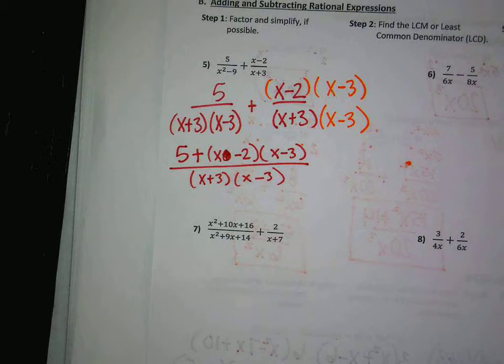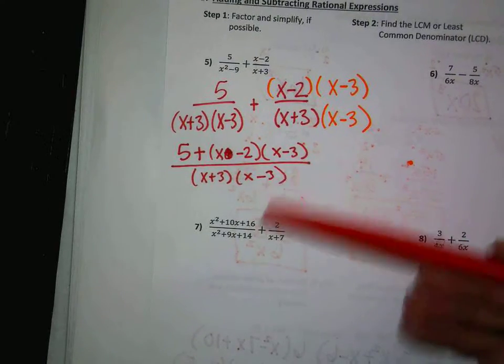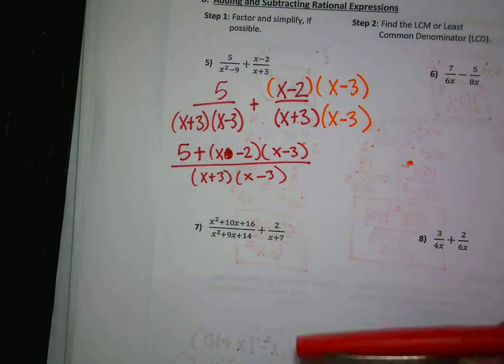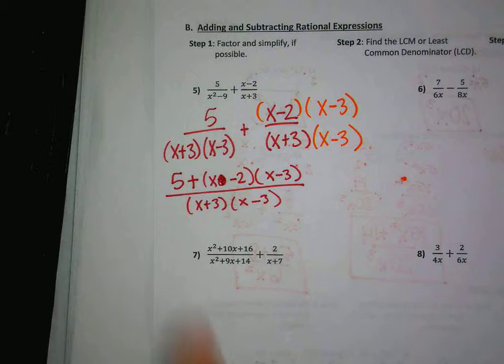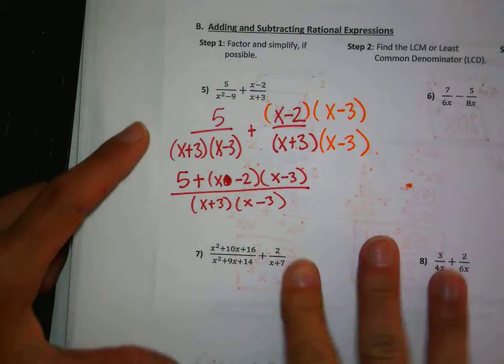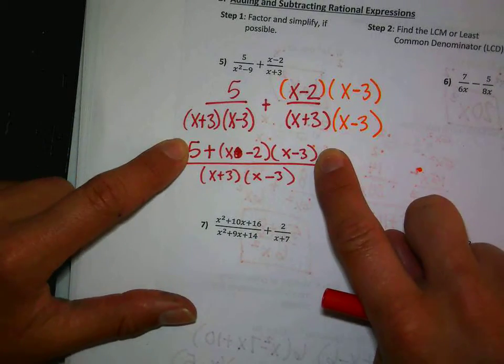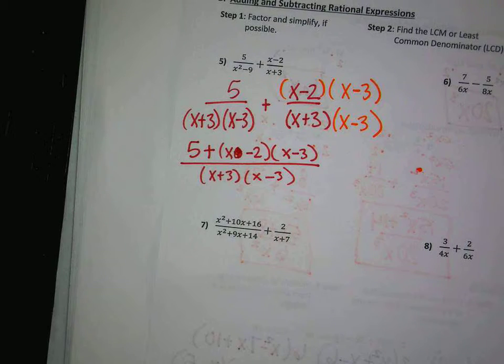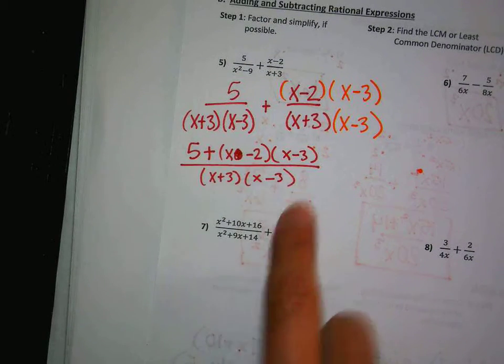All right, now something that people always try to do is they try to cancel out these x minus 3's, but you cannot do that because of this plus 5. So technically this whole thing on top is one whole term together. You can't cancel out the x minus 3's because remember you only can cancel stuff out if everything's being multiplied. Does that make sense?